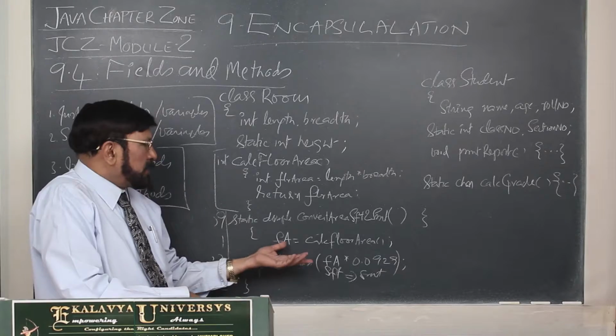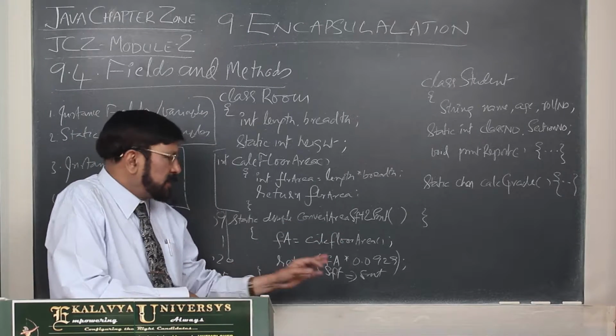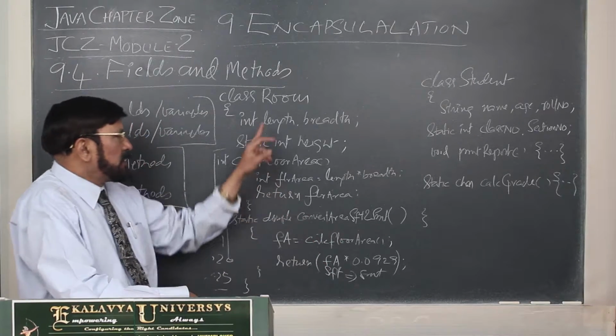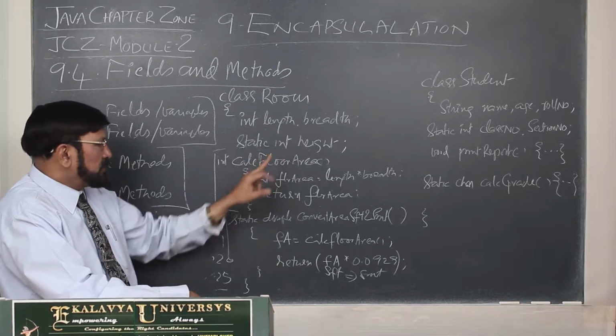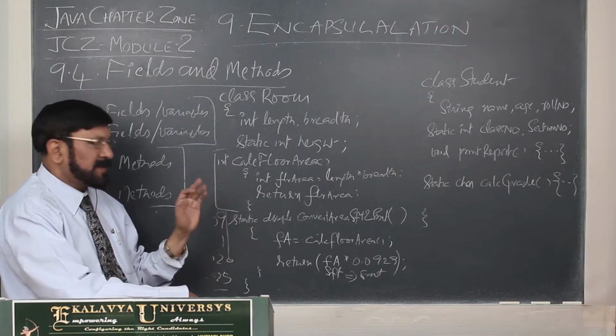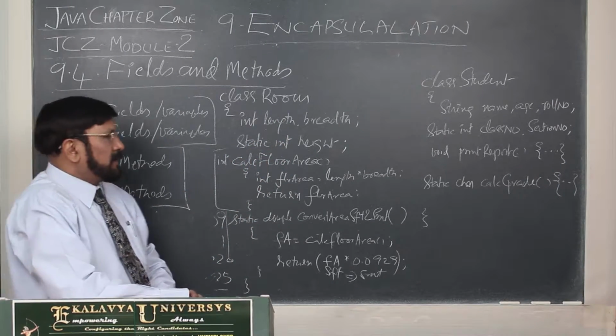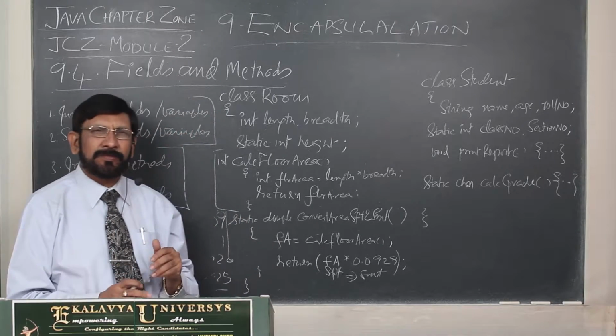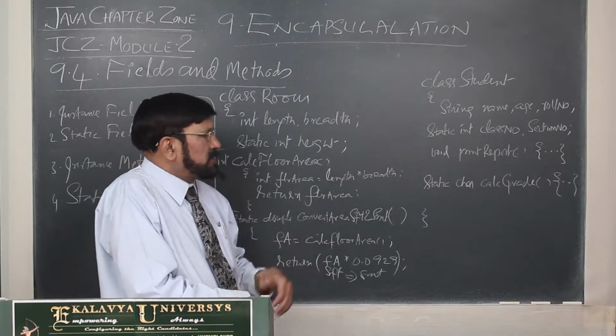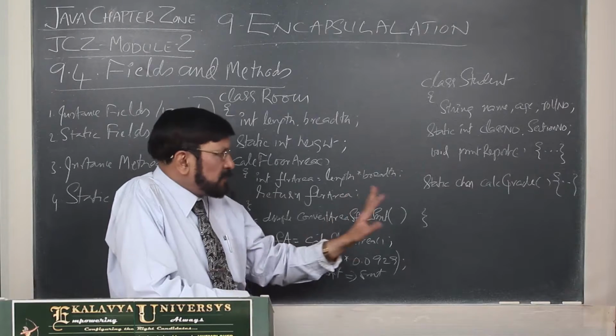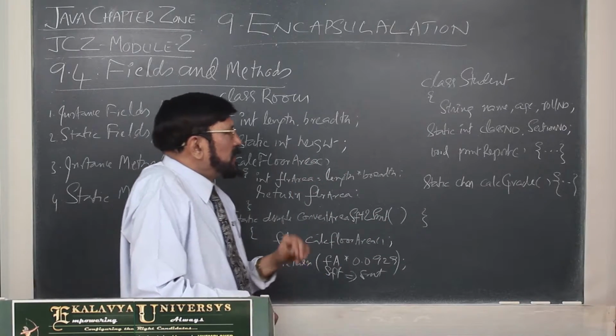By that, ultimately, you are getting the floor area into meters. So this one: instance variable, static variable, instance method, static method. And for the sake of assertion, one more example I am giving you. With this you can find the difference.